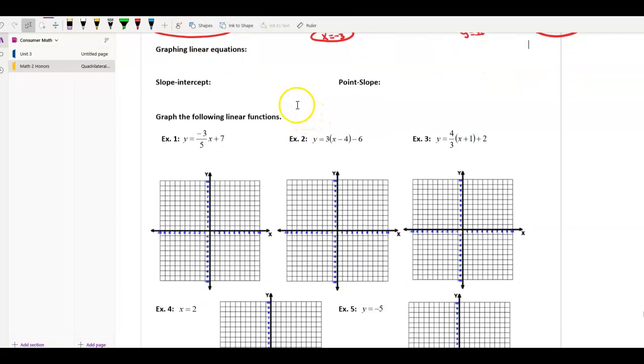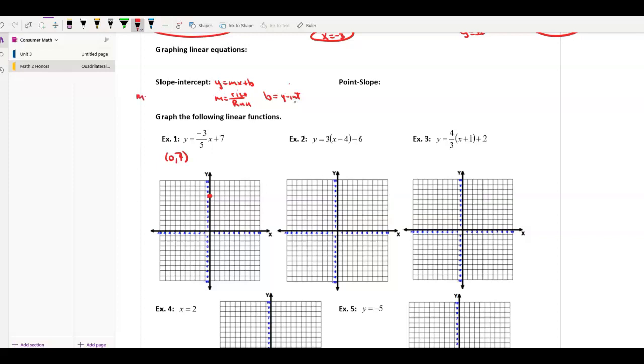Now, graphing lines. Anytime you're given slope-intercept form, y equals mx plus b, you have to find the slope, and that's your rise over the run. And then b is your y-intercept. So when I look at this first example here, first thing I'm going to do is find my y-intercept, (0, 7). And I'm going to go ahead and plot that.